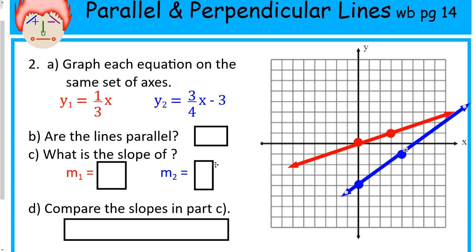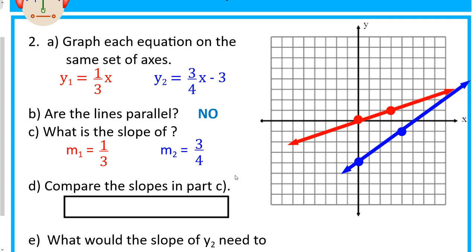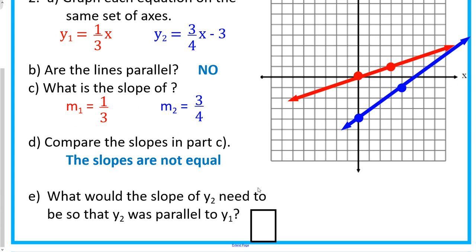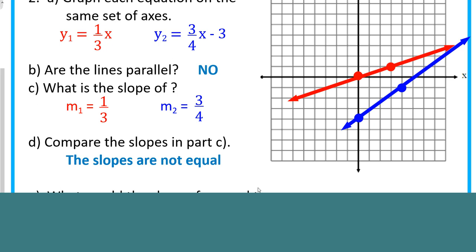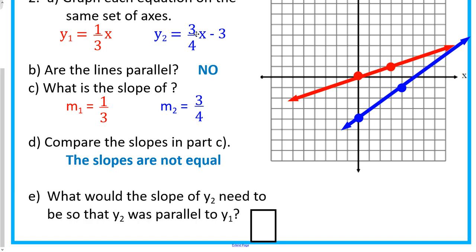And there's our line. Are these lines parallel? No, you can see that they're going to cross somewhere in this spot over here. So they are definitely not parallel. What is the slope of each of the lines? This one has a slope of 1 over 3. This one has a slope of 3 over 4. So they have different slopes, and the lines are not parallel. What would the slope of y2 need to be so that y2 was parallel to y1? What should the slope be in order for this line and that line to be parallel to each other, to run at the same steepness? It would have to be the same slope as this line has. So it would have to be 1 over 3.